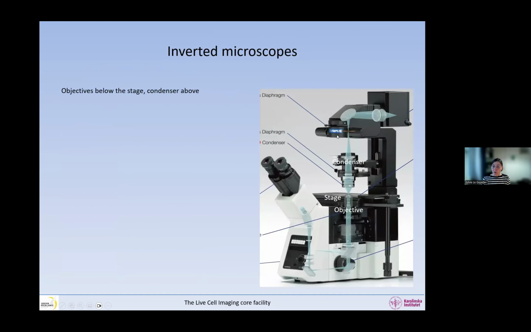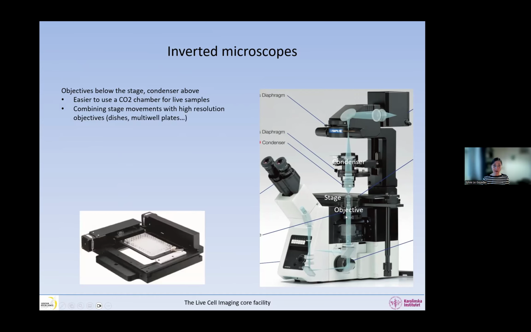Inverted microscopes have the objectives below the stage and the condenser above. It's easier to use if you have live samples and you need a small CO2 chamber. You can put it on top of the stage and the objective, being below the stage, doesn't bump into it. You can also use multi-well plates. It's the same thing. The objective doesn't bump into that. You can combine it with all sorts of different multi-wells and dishes without any problem. This is because it's more versatile. This is why most modern microscopes are actually inverted.